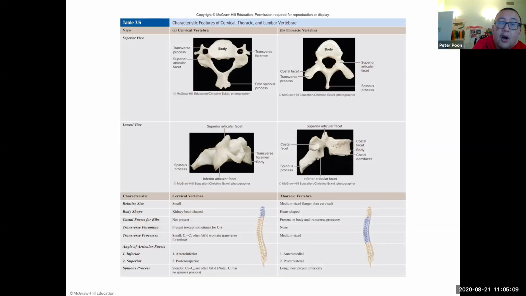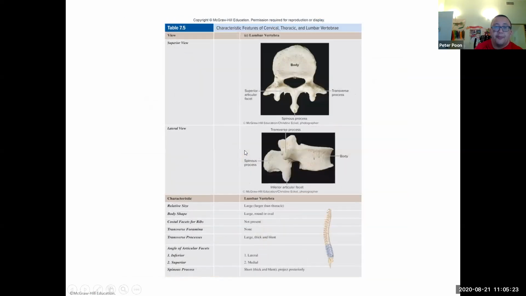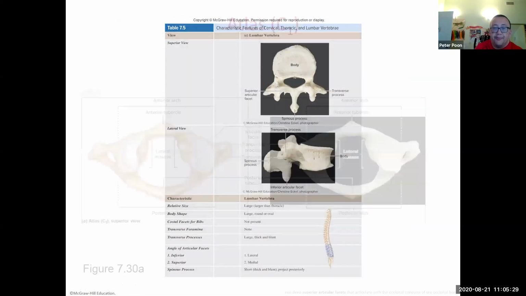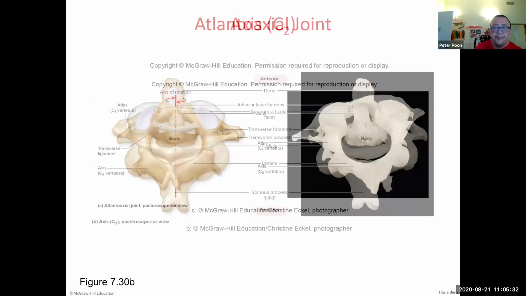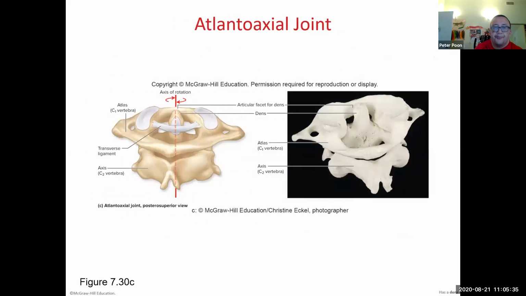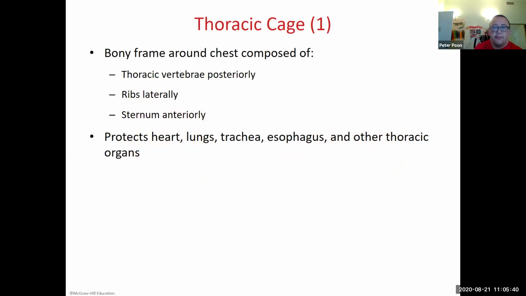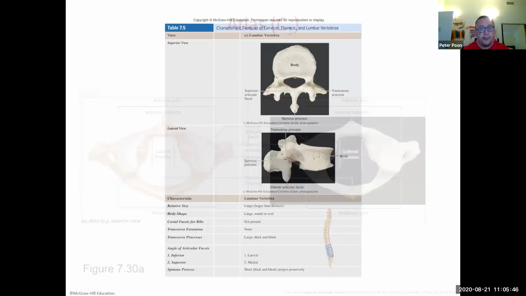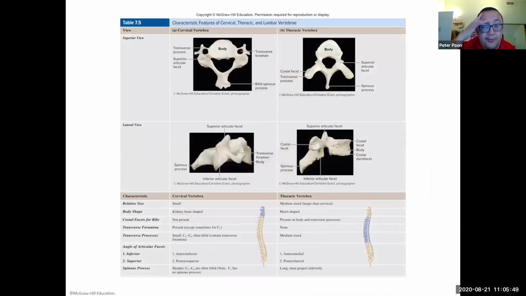One of the things we usually have you do is to tell the three types of vertebrae apart from one another. This one is a cervical vertebra, this one is a thoracic vertebra, and this one is a lumbar vertebra. Let me just show you on this one here.